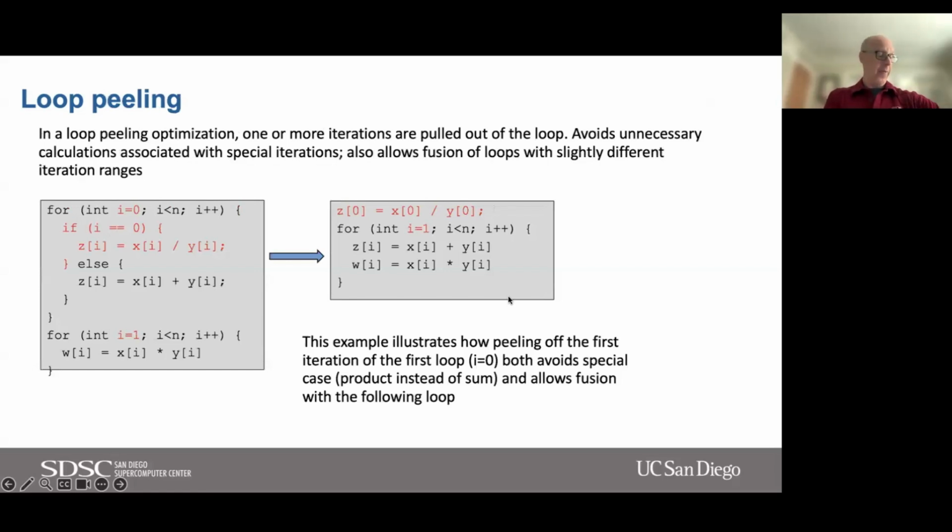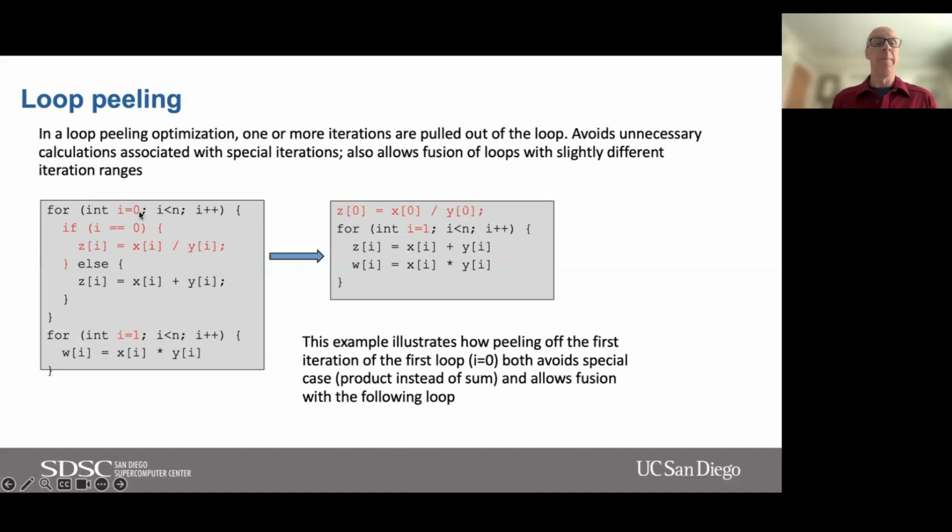All right, we're going to look at a few more optimizations. There's something called loop peeling. This is where we take one or more iterations, usually an iteration that's doing some sort of special calculation, and pull it out of the loop. It also allows us to fuse loops with slightly different iteration ranges. So let's look at the code on the left.